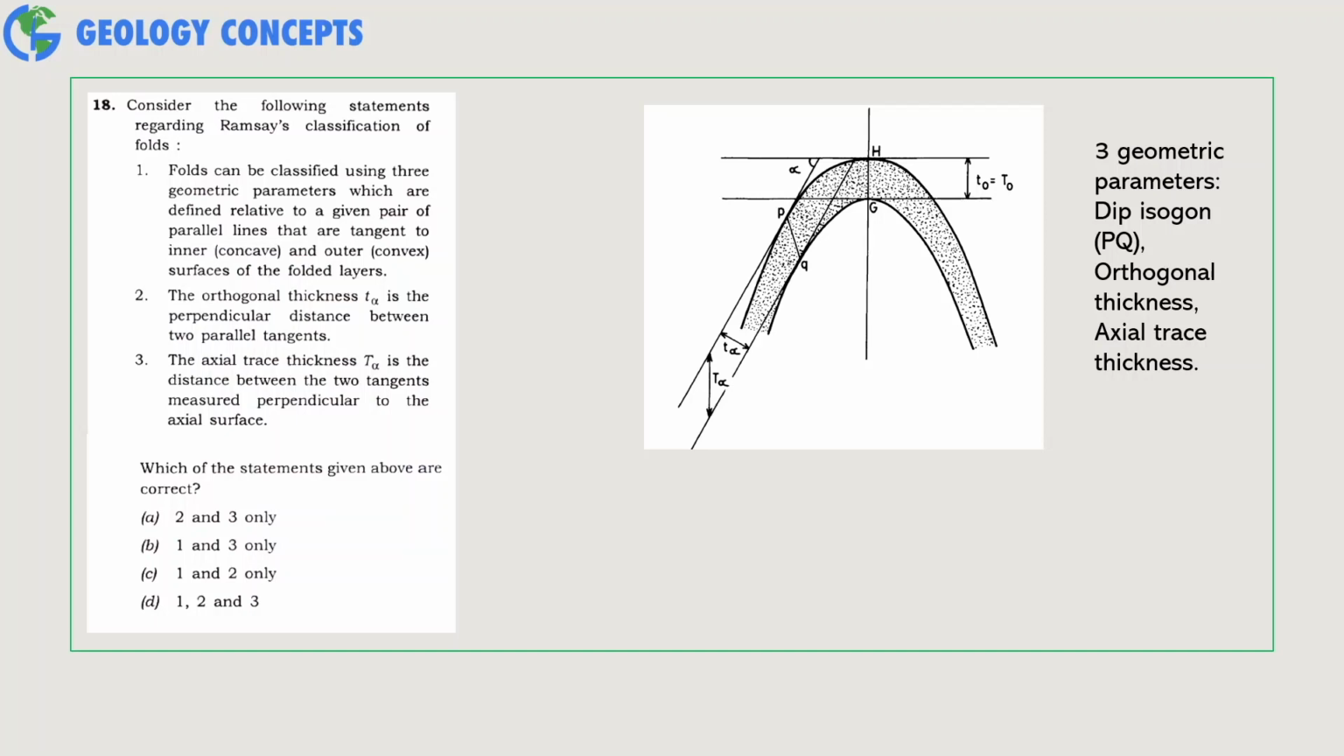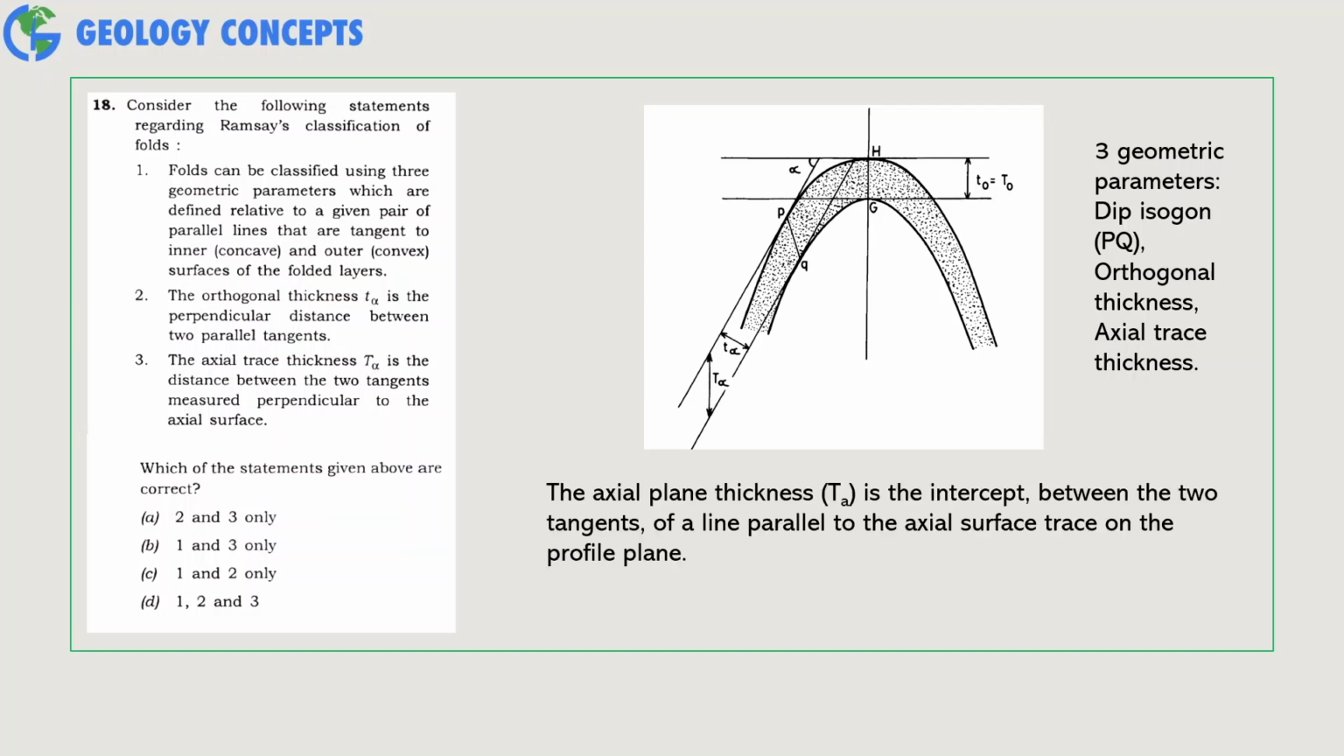The axial plane thickness, that is capital T alpha, is the intercept between the two tangents of a line parallel to the axial surface trace on the profile plane. Hence, the statement 3 is incorrect here. So the appropriate answer will be option C. Only 1 and 2 are correct.